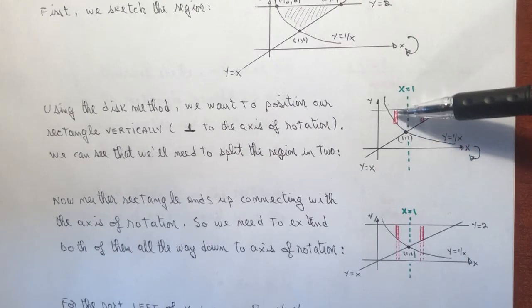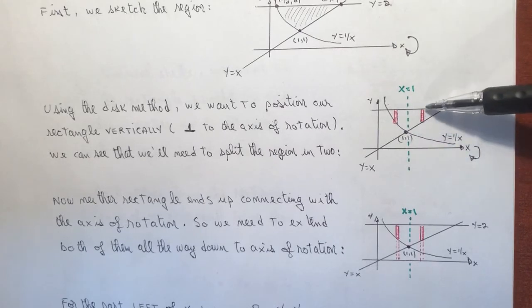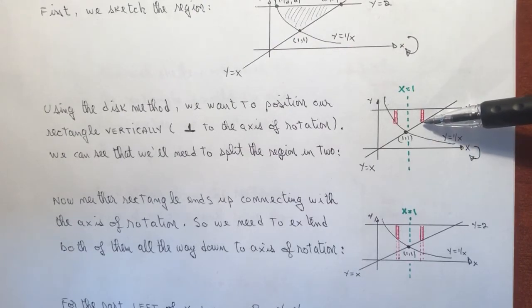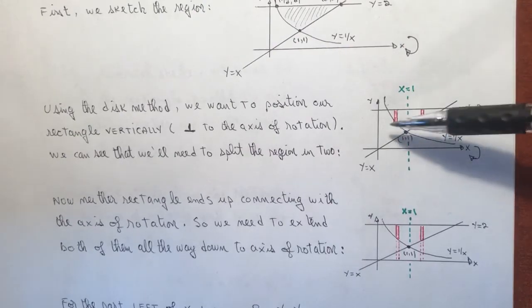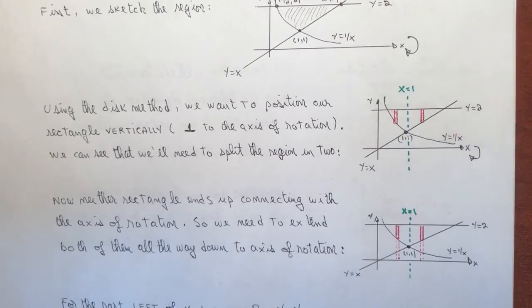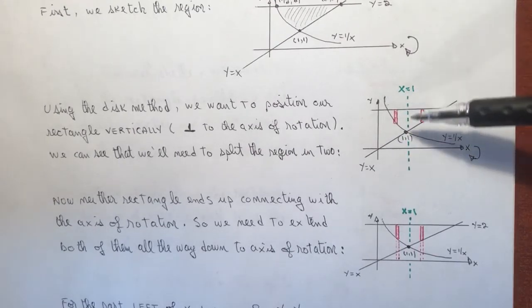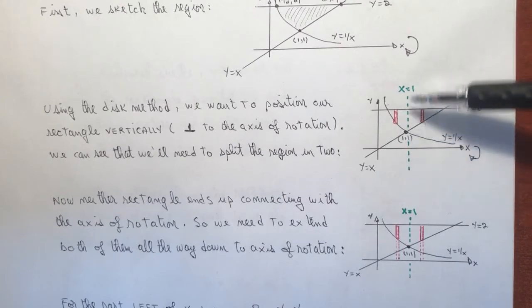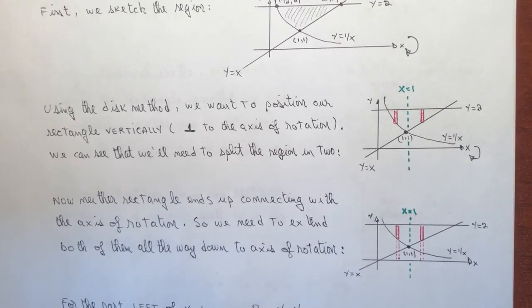What is the first thing that we notice when we do this? Well, in this region here, the y high and the y low are 2 and 1 over x. The y low is on the rational function, but on this side, the y high is still the same, y equals 2, but the y low is actually on the line y equals x. So different y lows means different regions.